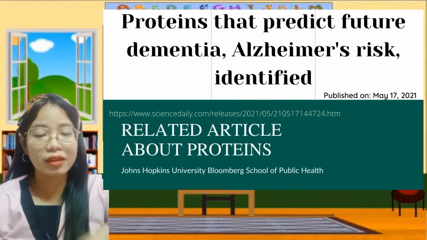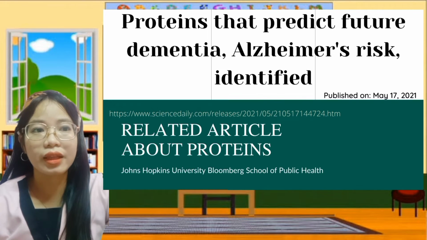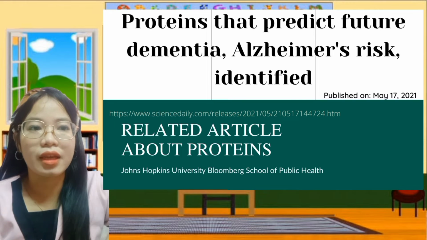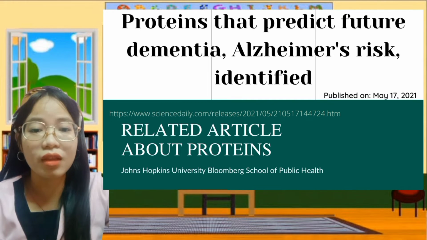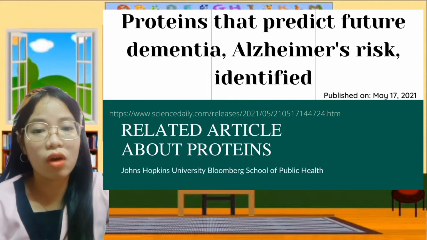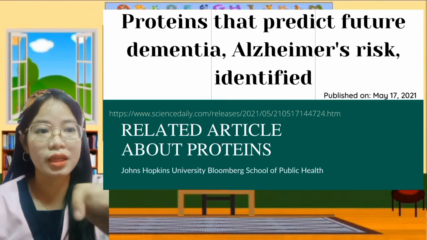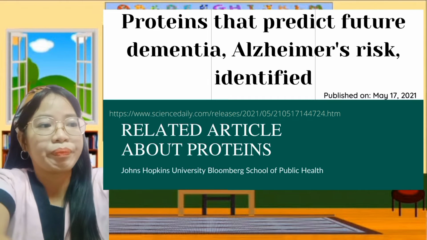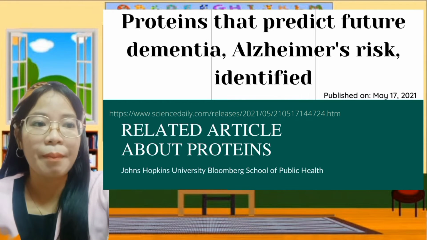The related article that I chose about proteins is entitled Proteins that Predict Dementia, Alzheimer's Risk Identified. And it was published on May 17, 2021. And you can read it on ScienceDaily.com. You can just click the link here. And the source is Johns Hopkins University, Bloomberg School of Public Health.